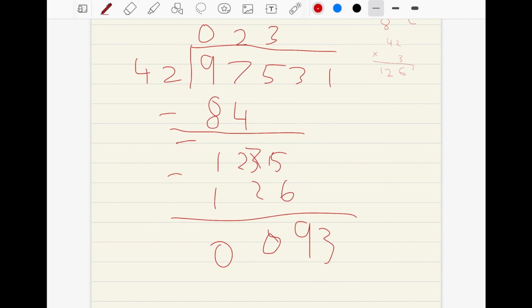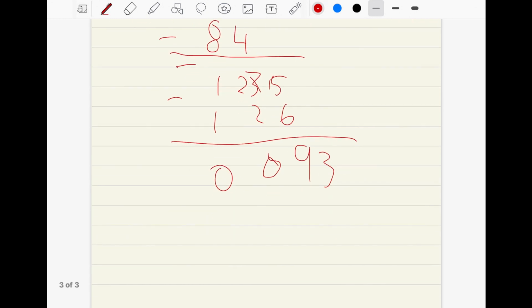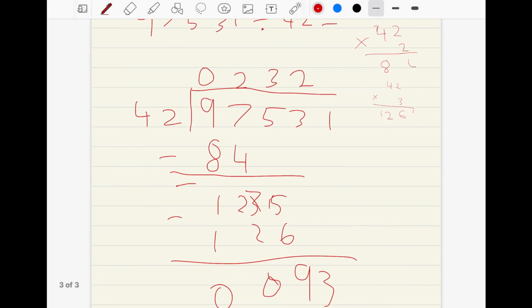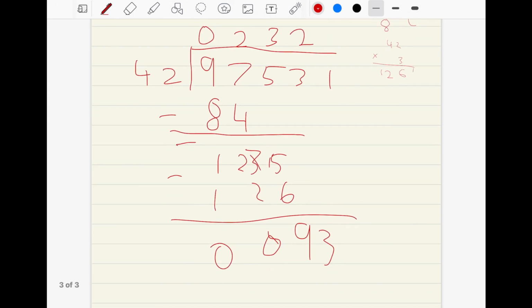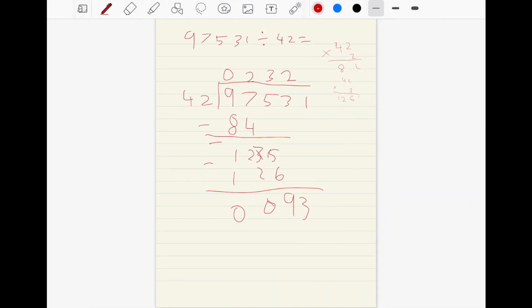And 93 is very close to 97. So we use 2 again, because 84 plus 42 would be larger than 97 and 93. Then we write the 84 underneath the 93. And then we subtract it.